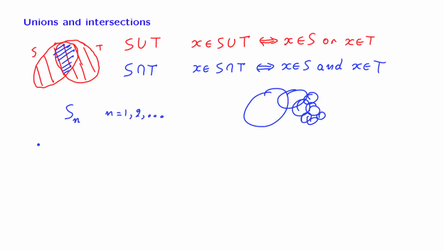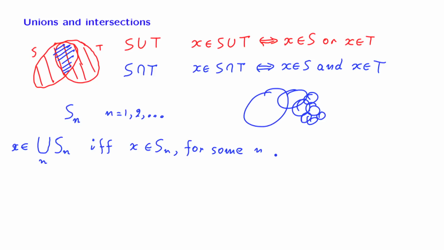Given this infinite collection, we can still define their union to be the set of all elements that belong to one of those sets Sn that we started with. That is, an element is going to belong to that union if and only if this element belongs to some of the sets that we started with.